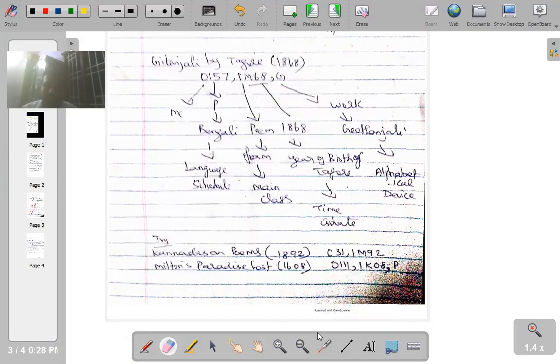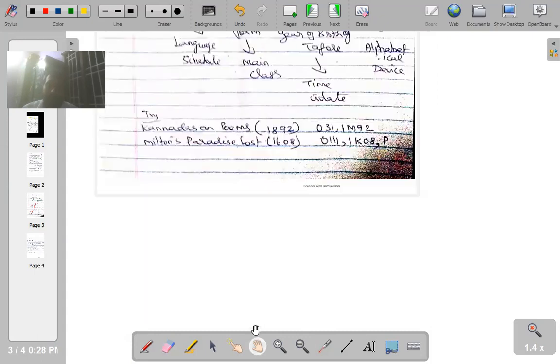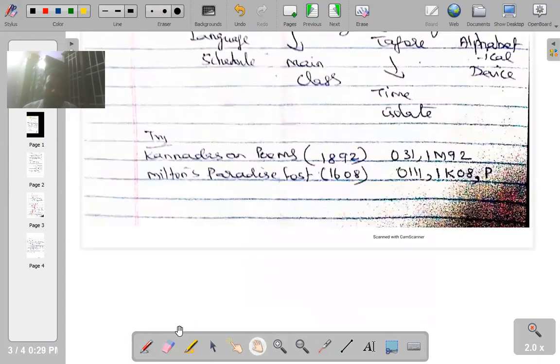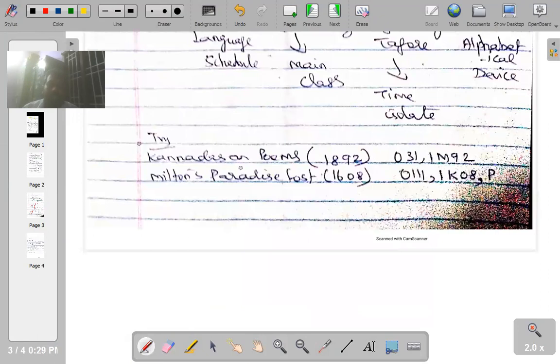In the same way, let us see 2 more examples. You can see them at the bottom of the screen. Let me make it a little bit bigger. I think, yes, that is clear. Slightly, I'll move this side. Okay, good. Now you see Kannadasan poems.